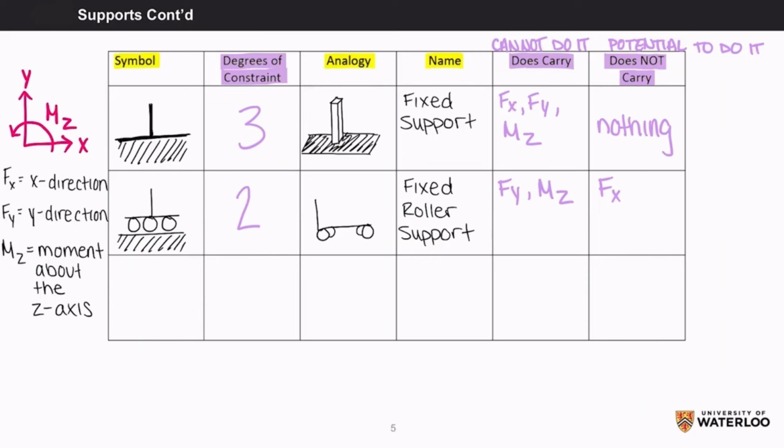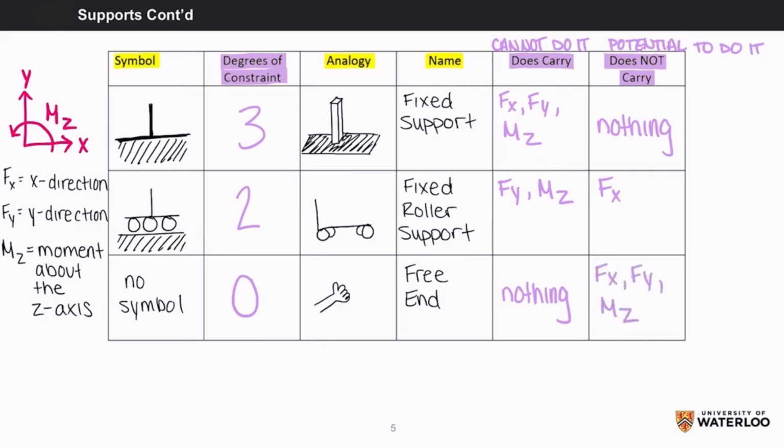The last type of support is a free end. There is no symbol for this type of support. An example of this support is an arm. It carries nothing, which means it has 0 degrees of constraint. It does not carry Fx, Fy, and Mz, as an arm can move horizontally, vertically, and rotate to create a moment, respectively.